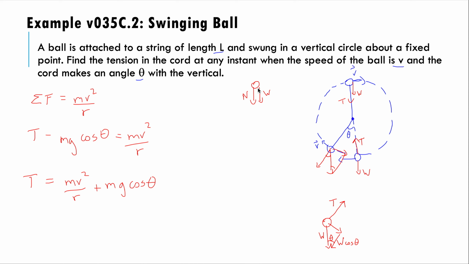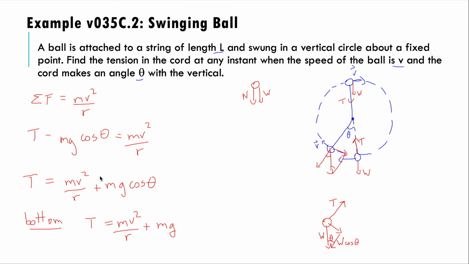The equations that we derived for the roller coaster, we can derive for right here as well. For instance, if we are at the bottom of the path here, then the angle is 0. Cosine of 0 is 1. So we would get tension equals mv squared over r plus mg, which makes sense because if we were to set up the equation up here, it would be T minus mg equals mv squared over r.